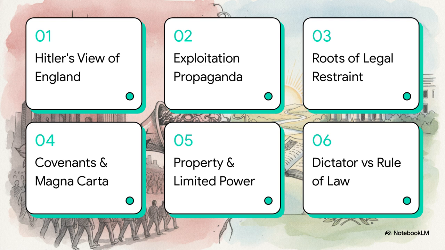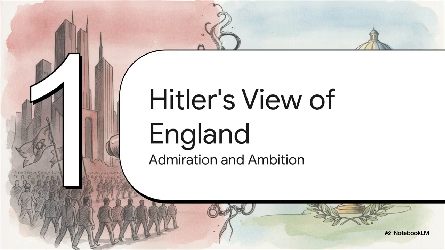Okay, here's our roadmap for today's explainer. 1. Hitler's view of England. 2. The propaganda of exploitation. 3. Roots of legal restraint. 4. Covenants and Magna Carta. 5. Property and limited power. And finally, 6. Dictator versus rule of law. Starting off with Section 1, Hitler's view of England: admiration and ambition.